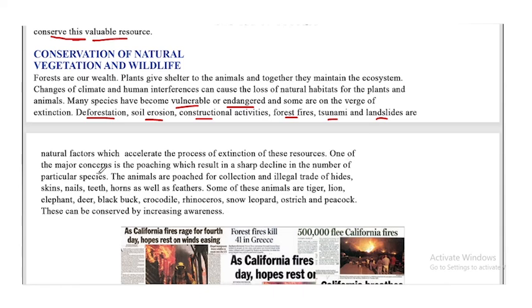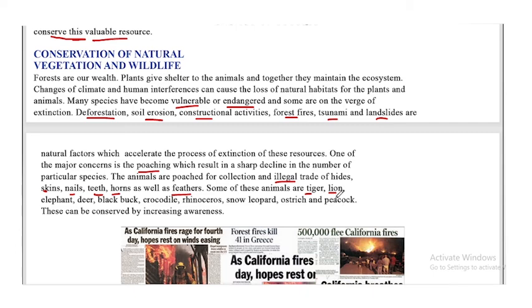One of the major concerns is poaching, which results in a sharp decline in the numbers of particular species. The animals are poached for collection and illegal trade for hides, skins, nails, teeth, horns, as well as feathers. Some of these animals are tiger, lion, elephant, deer, blackbuck, crocodile, rhinoceros, snow leopard, ostrich, and peacock. There are many more animals.